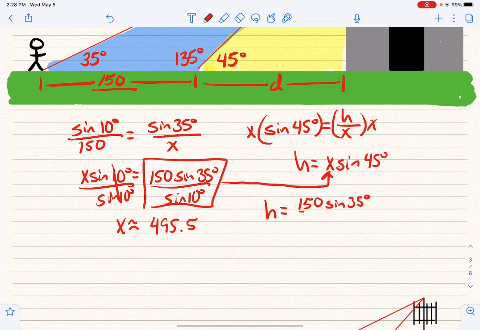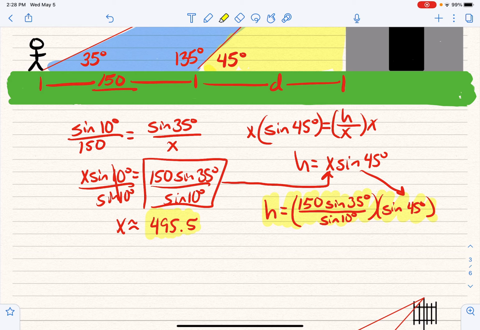So I can plug that in for this and say H then is equal to 150 times the sine of 35 degrees divided by the sine of 10 degrees, all times the sine of 45 degrees. That came from right here, okay? And so this will give me the most precise answer, because what I don't want to do is come up with a decimal approximation and then plug that in and approximate again. So I'm going to take this whole thing right here, and this is going to be the most accurate answer I could come up with.